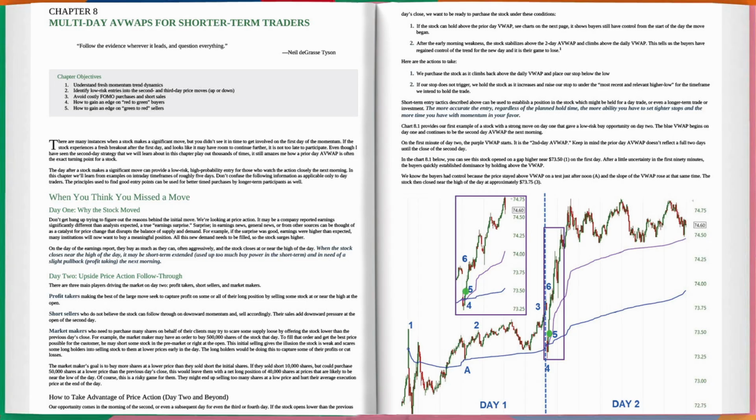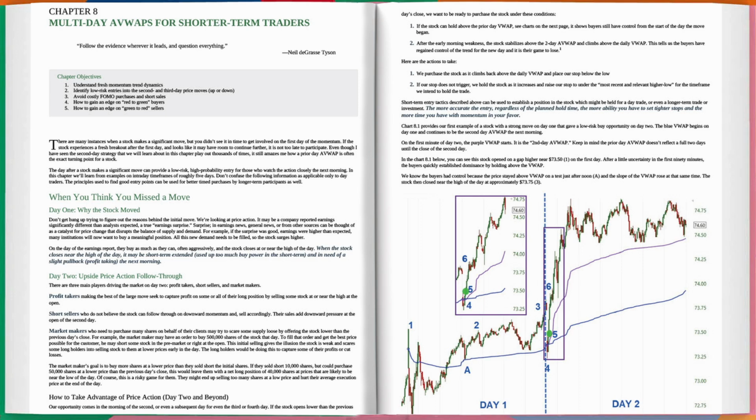How to take advantage of price action, day 2 and beyond. Our opportunity comes in the morning of the second, or even a subsequent day, for even the third or fourth day. If the stock opens lower than the previous day's close, we want to be ready to purchase the stock under these conditions. 1. If the stock can hold above the prior day VWAP, see charts on the next page, it shows buyers still have control from the start of the day the move began. 2. After the early morning weakness, the stock stabilizes above the 2-day AVWAP and climbs above the daily VWAP. This tells us the buyers have regained control of the trend for the new day and it is their game to lose.